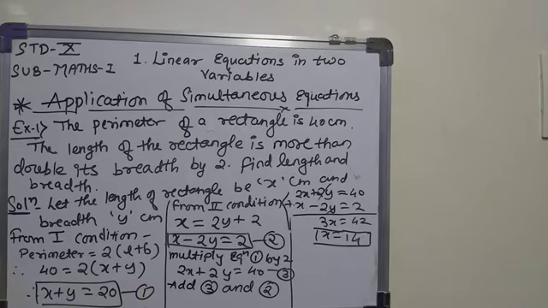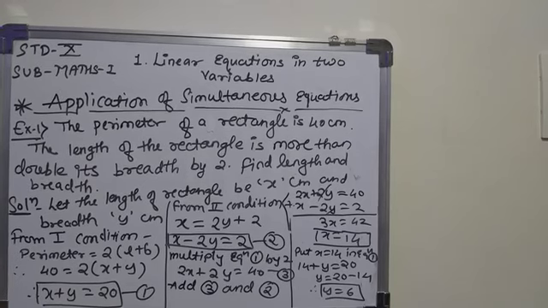And for y you can substitute this 14 in any equation. So put x equal to 14 in equation 1. Okay. So you will get 14 plus y is equal to 20. Shift this 14 over here, you will get 20 minus 14. Therefore, your y value is 6. Okay. So the measurement of length is 14 centimeter and the measurement of breadth is 6 centimeter. I hope you all understood this.